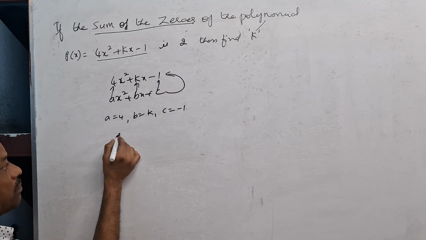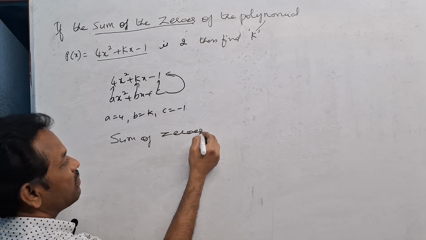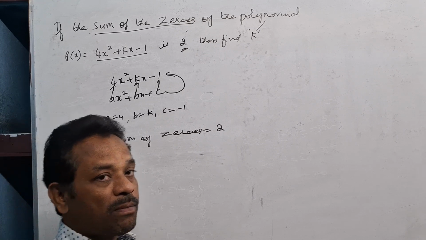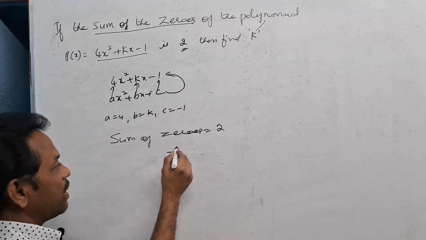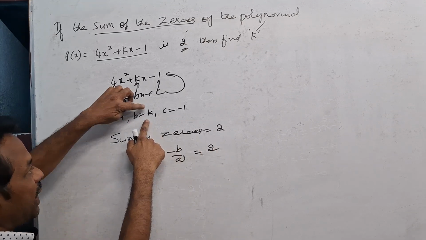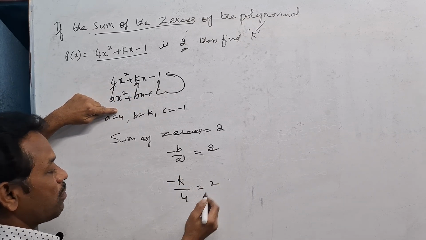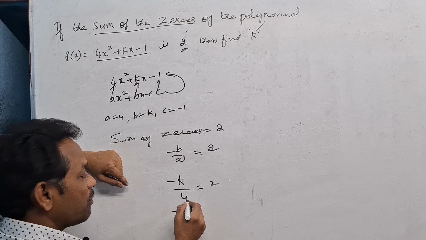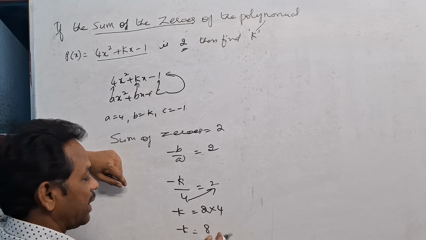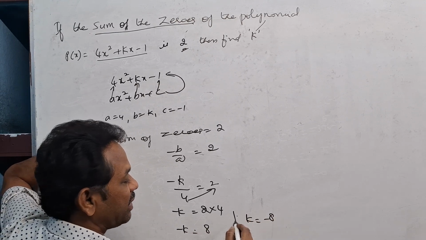Now as per the question, the sum of zeros is 2. So we know that the sum of zeros of the polynomial is -b/a. So -b/a = 2. The value of b is k, so -k/4 = 2. So -k = 2 × 4, so -k = 8. Therefore, the k value is -8.